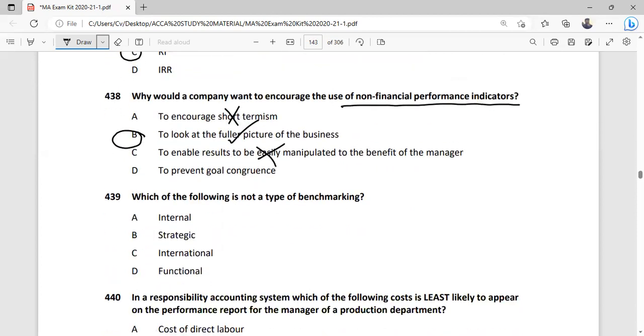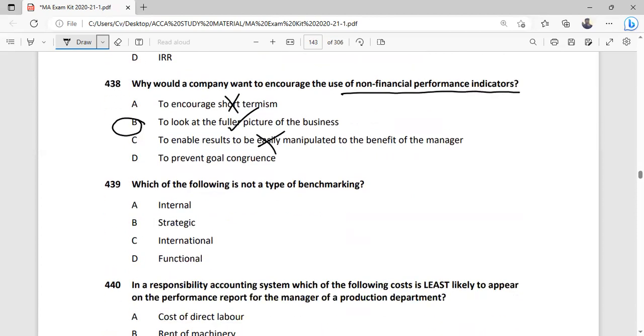Then we have: which one of these is not a type of benchmarking? Internal benchmarking means we are comparing all the departments with the best one in the organization. Strategic benchmarking is the one where we are comparing our long-term strategy or vision of the business with the best company's vision in the market. There is no international benchmarking. So C is the answer.